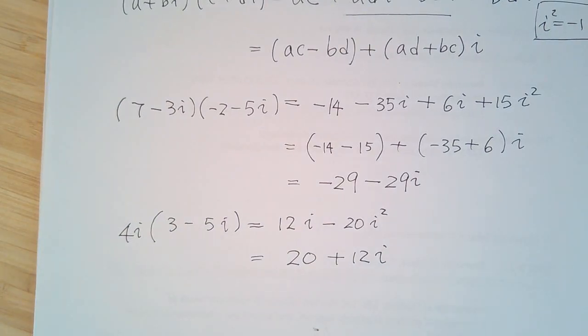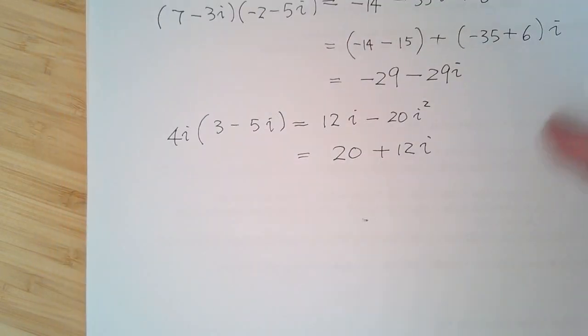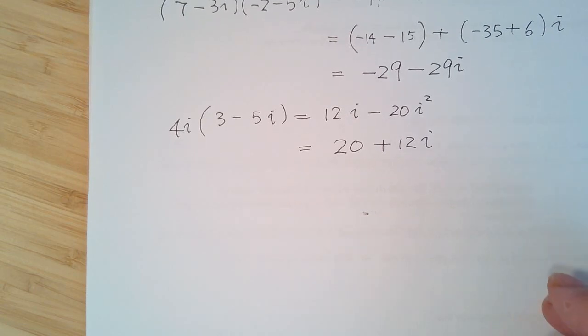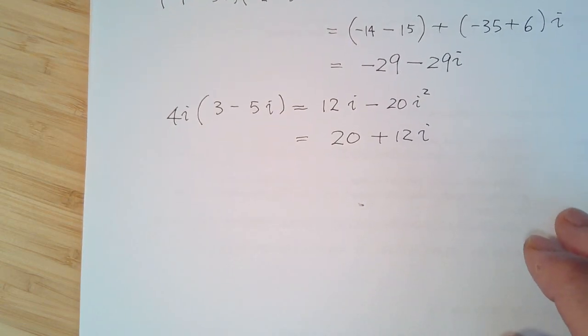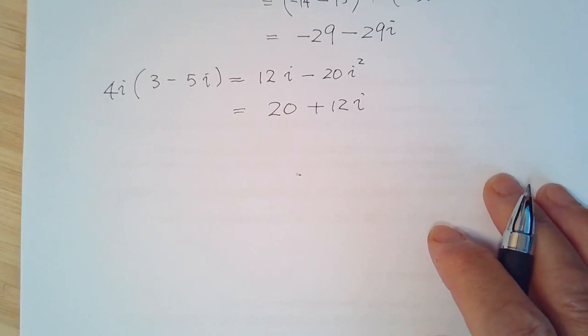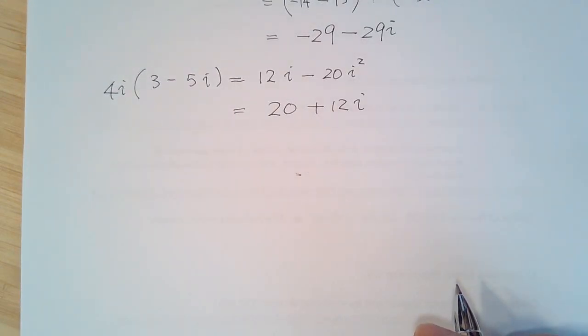Okay, so we learned how to add, how to subtract, how to multiply. Of course, the next thing will be division, right? When we do division, we're going to use a plus bi divided by c plus di. How should we do that? I'm going to introduce you to a new concept. It's called conjugate. What is a complex conjugate?